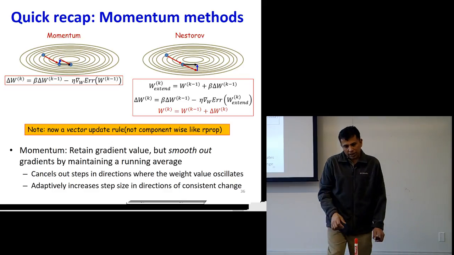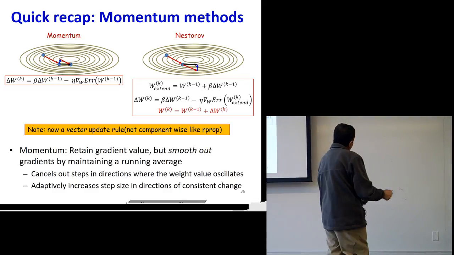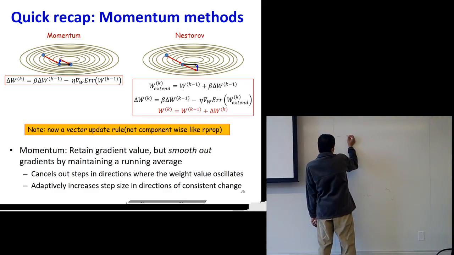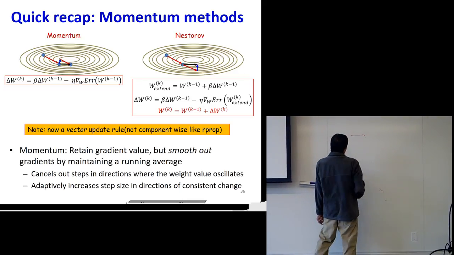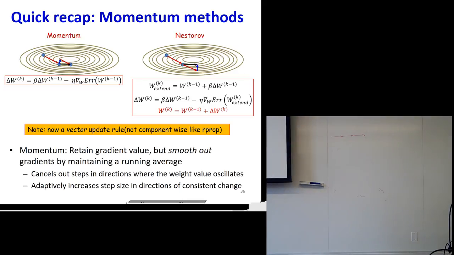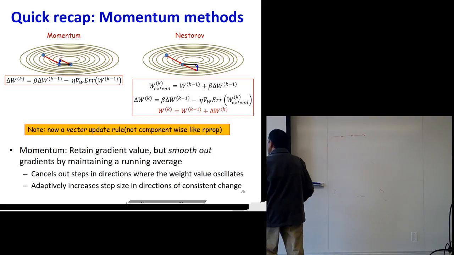So if I had derivatives of this kind, sequentially, and I were to take a running average of these derivatives, I'm going to keep walking in the same direction because all of my derivatives are consistently pointing in the same direction. And the running average can actually increase in size, depending on how I set up the equation, right?